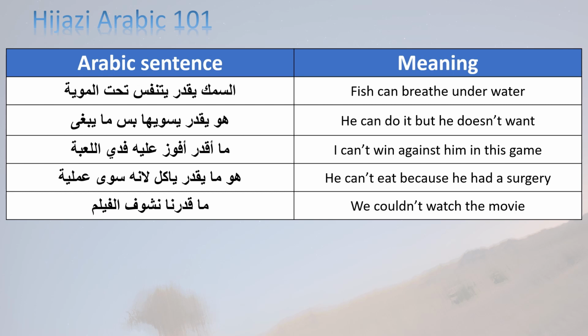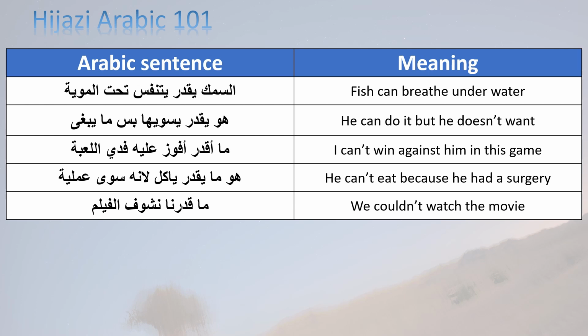هو يقدر يسويها بس ما يبغى. He can do it but he doesn't want. يسويها means he does it, بس means but, ما يبغى he doesn't want.